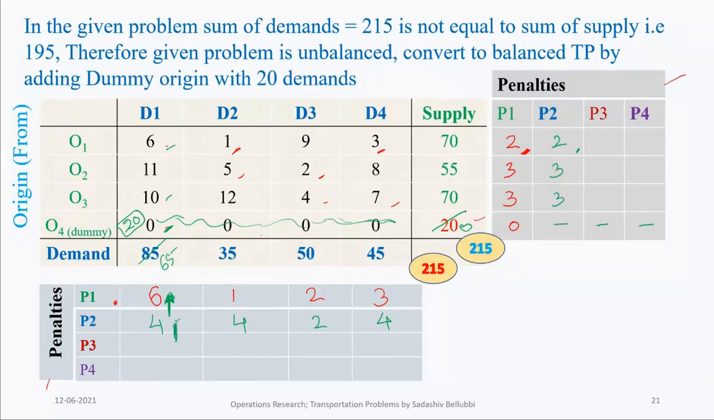If you select this 4 in the first column, what is the least number? 6 is the least number. For this 6, what is the supply and demand? Supply is 70, whereas the demand is only 65. For that, we need to allocate 65. If you allocate 65, then it's a 0 and the supply will be 5.